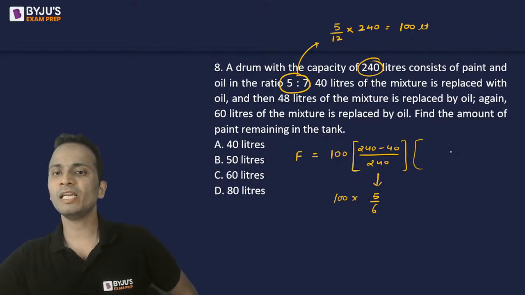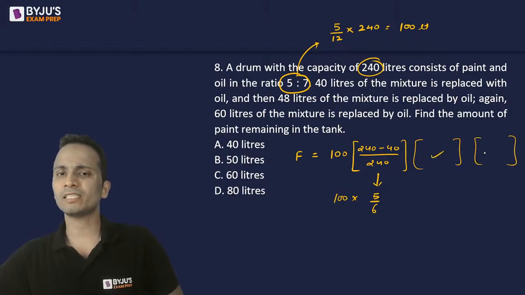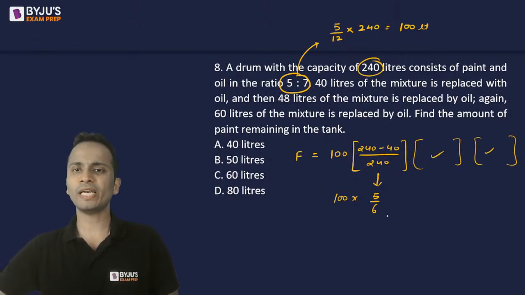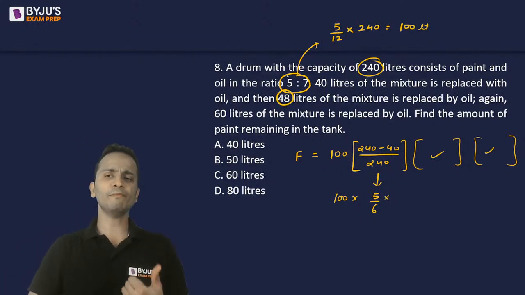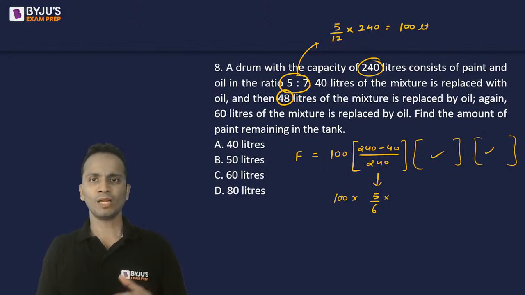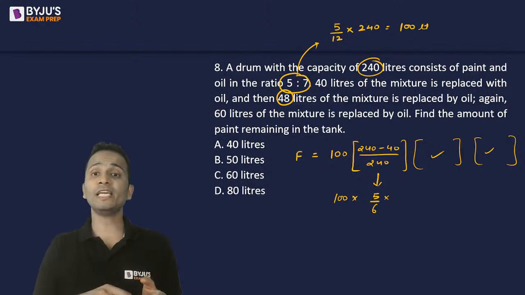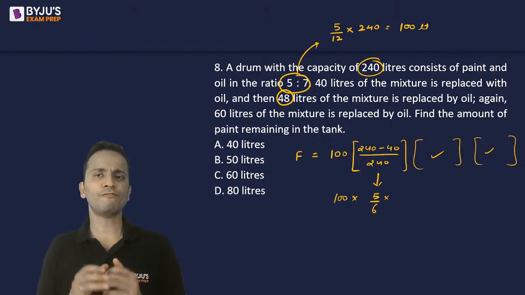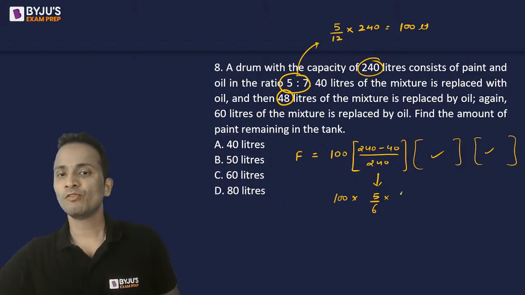Similarly, the other two steps can be repeated. So instead of writing complete values in the brackets, you can directly write these fractions. Now 48 liters is removed and replaced with oil. So 48 is removed out of 240 once again. 48 is what fraction of 240? 48 is 1/5 of 240. So if 1/5 is removed, 4/5 will be left.